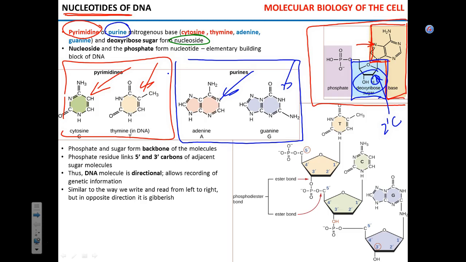Now this seemingly small detail, the absence of the OH group at the 2' carbon, makes DNA very chemically stable. Okay? Which is, of course, a necessary feature for the DNA because it's going to store genetic information and we want it to be incredibly stable.